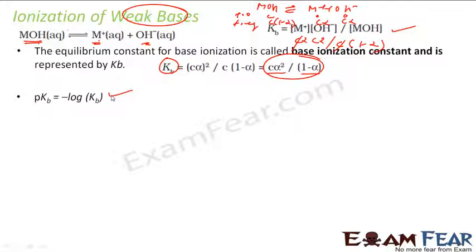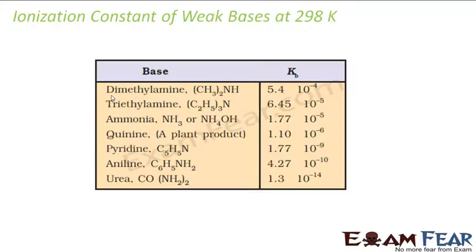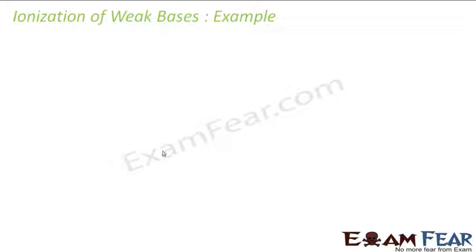Similarly, pKb is minus log of Kb. And here also we have some of the ionization constants of weak bases at 298 Kelvin. So if you see, these are the values we have got, just for reference. We'll take some examples of the ionization of weak bases.